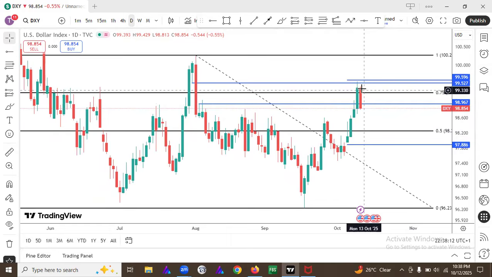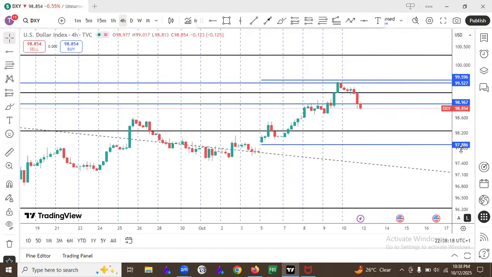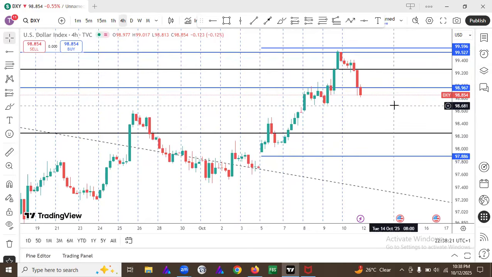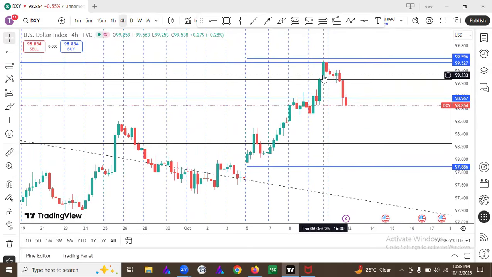If you didn't sell at the opening of this candle, because if we go down to the 4 hour, you can see we had a bearish Marubozu here on the 4 hour. This would have been a good entry for the dollar index, after the formation of this candle.